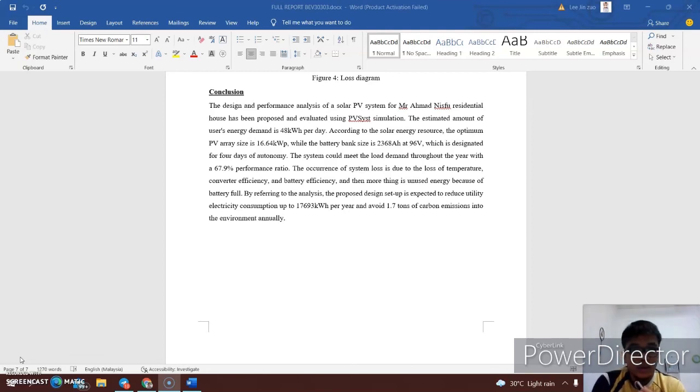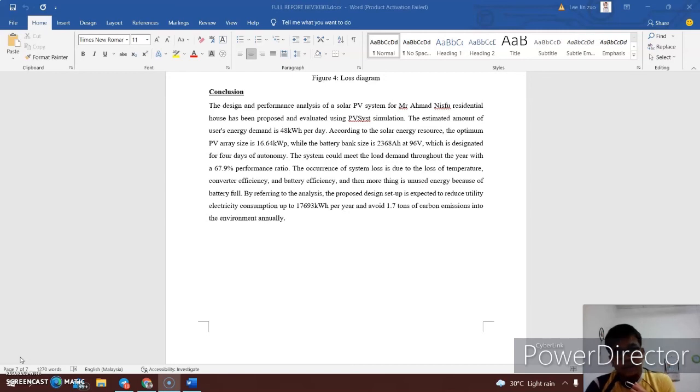According to the solar energy resource, the optimum PV array size is 16.64 kWp, while the battery bank size is 2368 Ah at 96 volt. It is designed for 4 days of autonomy, and the system will meet the load demand through a year with a 67.9% performance ratio. The system loss is due to temperature loss, converter efficiency, and battery efficiency, and also unused energy because of the battery being full.